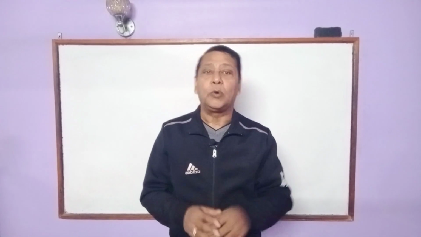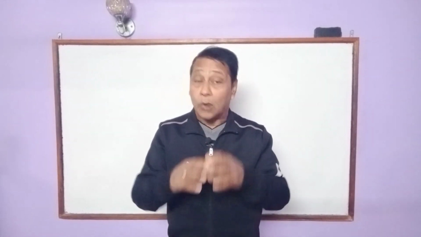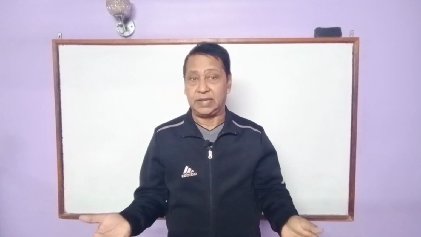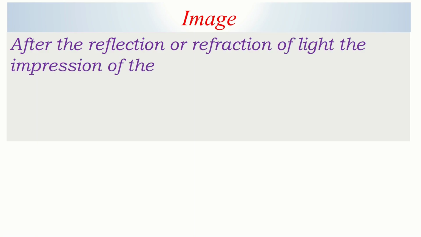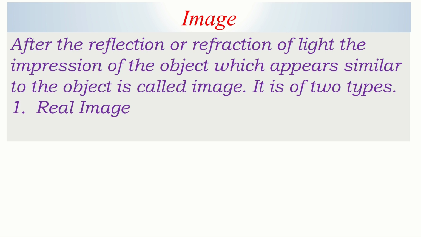One of the very important terms in physics is image. And actually, what is image? How can we define image? We can define it like this. After the reflection or refraction of light, the impression of the object which appears similar to the object is called image. And it is of two types. First one, real image, and second one, virtual image.